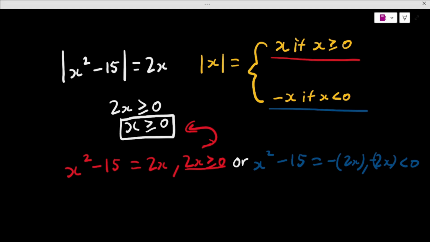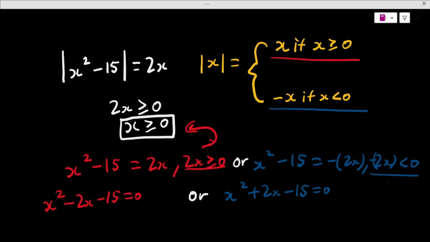We are going to subtract 2x on both sides, so we get x squared minus 2x minus 15 is equal to 0. And for the blue equation, we are going to add 2x on both sides, so we get x squared plus 2x minus 15 is equal to 0. Just by the way, for this inequality, it also solves back to x greater than 0.